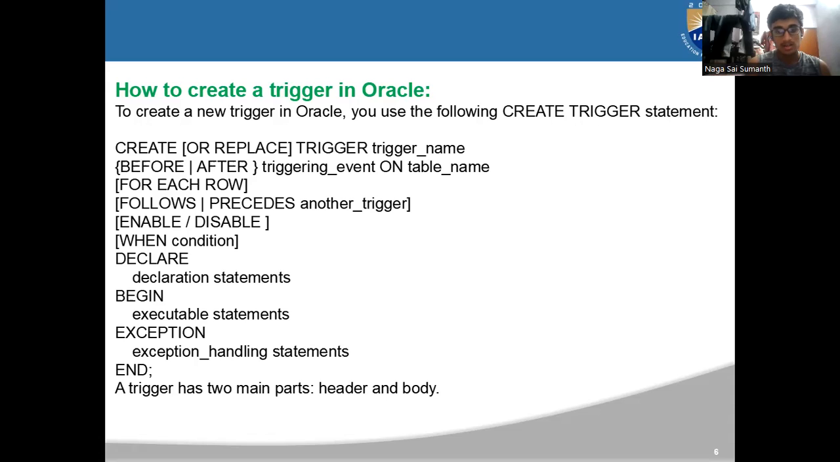The trigger statement requires DECLARE having the declaration statements, BEGIN having the executable statements, and EXCEPTION having the exception handling statements. A trigger has two main parts, header and body. So here we can see the CREATE TRIGGER statement: first the CREATE statement, followed by the trigger name, and we have BEFORE, AFTER, FOR EACH ROW, ENABLE, WHEN, and DECLARE, BEGIN, EXCEPTION. So basically the EXCEPTION section is used to handle the exceptions. BEGIN is used for the executable statements. DECLARE is used for declaration statements.